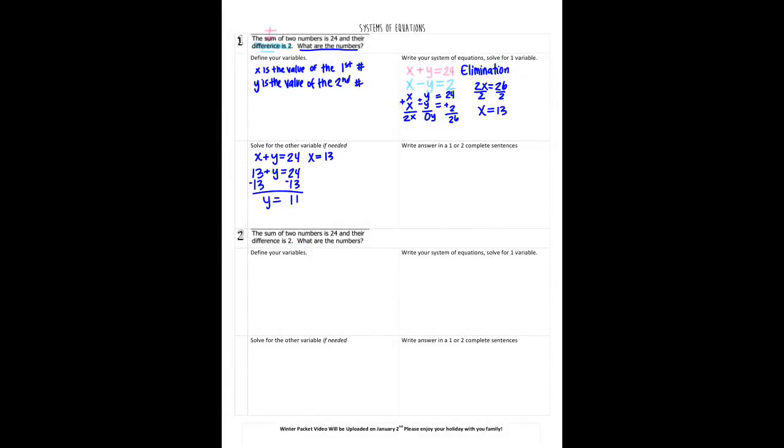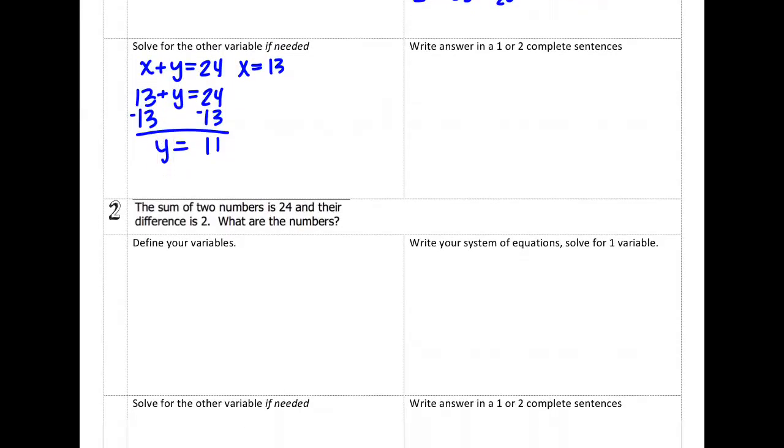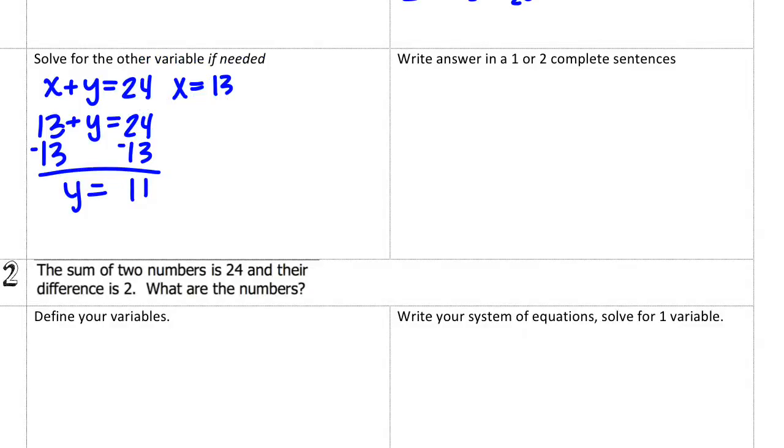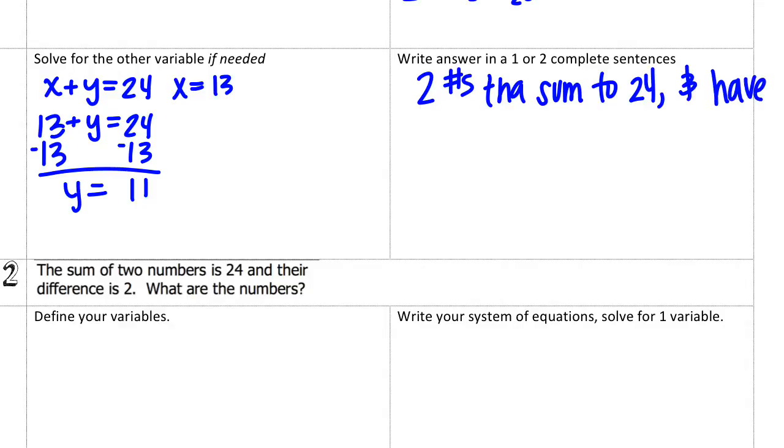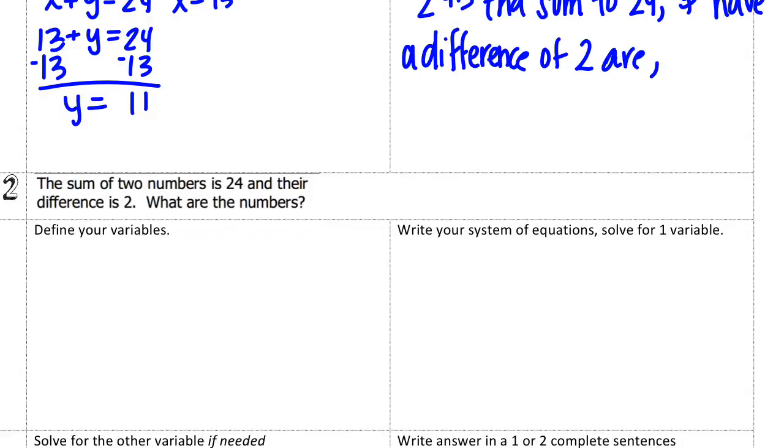So it says write an answer in 1 or 2 complete sentences. So let me zoom in here. I'm talking about what the numbers are. Okay. Two numbers that sum to 24 and have a difference of 2 are 13 and 11. Done. That's it.